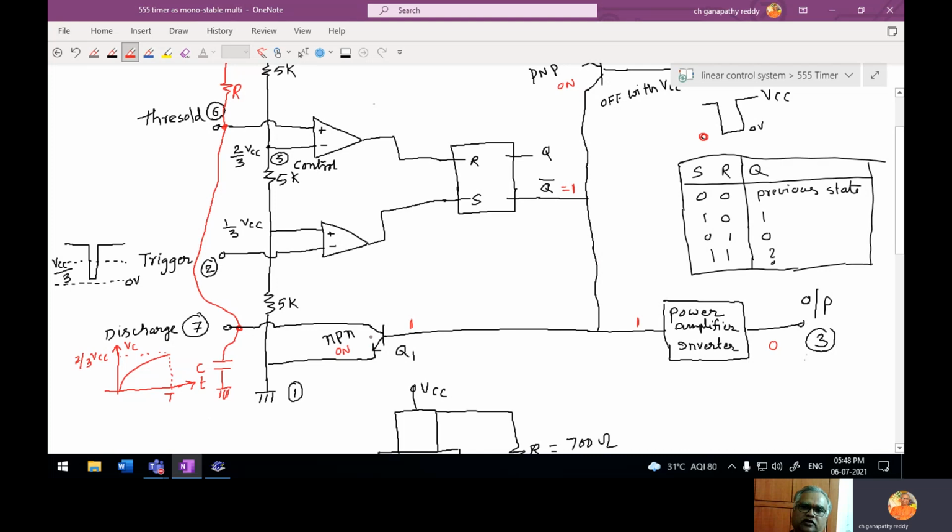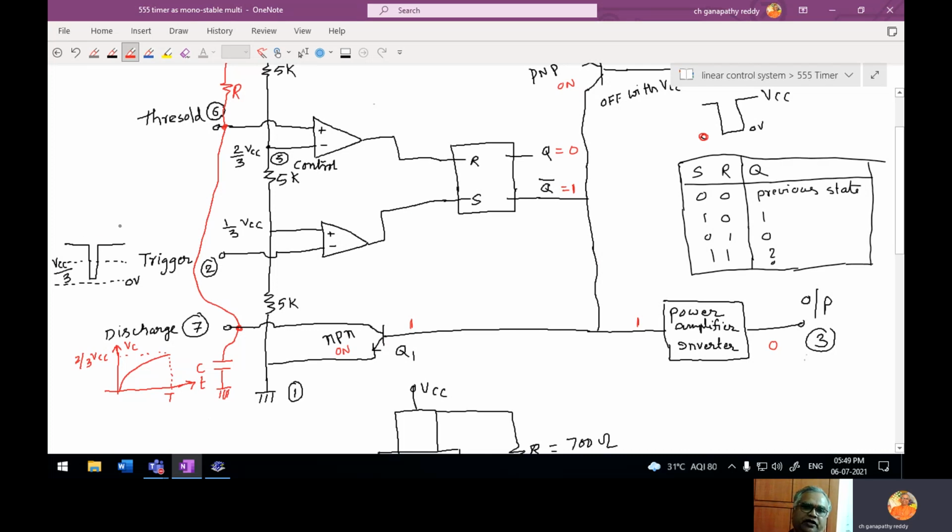When this is on, collector and emitter both will be shorted. Emitter is already connected to ground, and collector is also connected to ground because this transistor is on. So even if there is any voltage in this capacitor, that will be discharging. That is the reset status. If Q bar is 1, automatically Q is 0. So 0, 1 state is there when I reset.